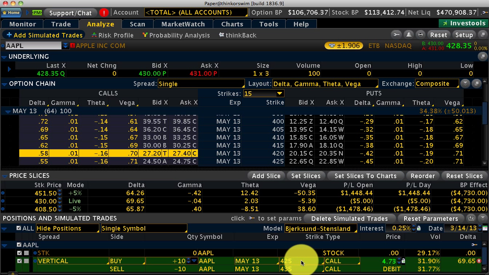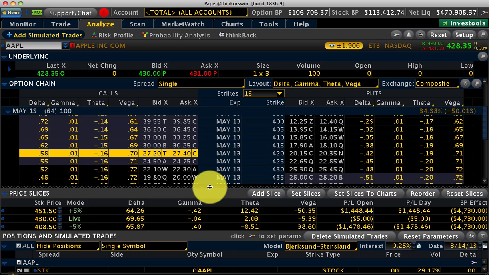Now you can see that the 425 call is already in the money because Apple is above 425 already. It's at 428. So one of the good things about this kind of spread is that you'll find that the bull call spread is theta positive. And that's because the 425 call has less theta decay than the 435. So you actually have a theta positive trade.